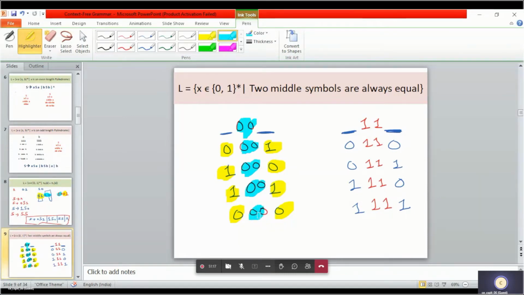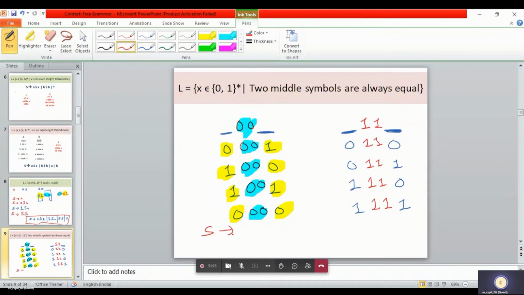So from this, I can write something like this. From S, I will replace with A. This non-terminal A indicates that my middle symbol will be 0, 0. Or we have a second option: I will replace S with B when my middle symbol is 1, 1. So we have two different paths, and these two paths are different. Either you will go with A when your middle symbol requirement is 0, 0, or you will go with B when your middle symbol requirement is 1, 1.